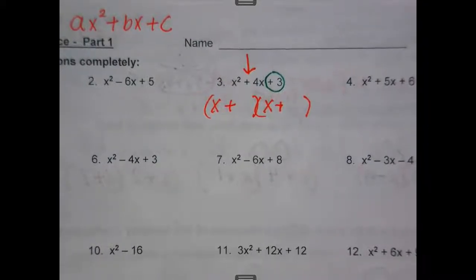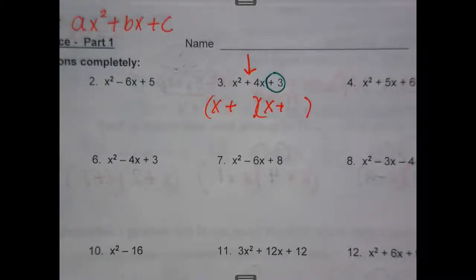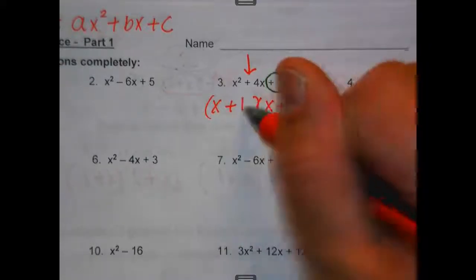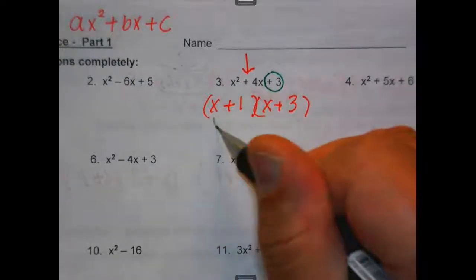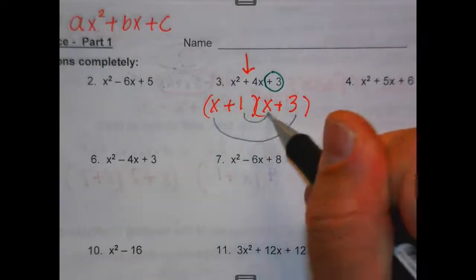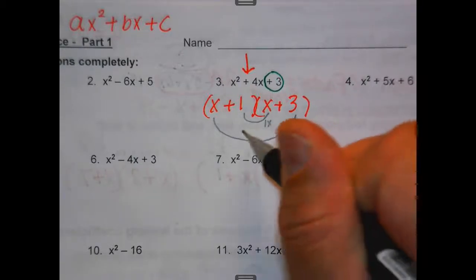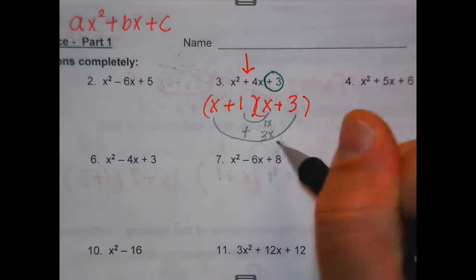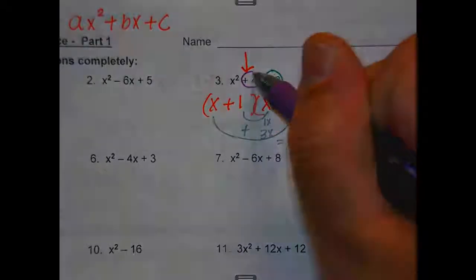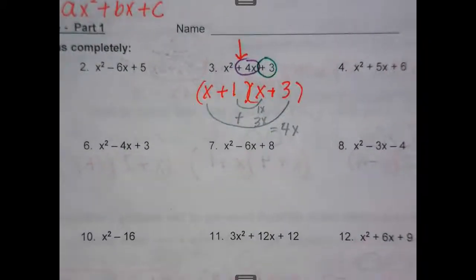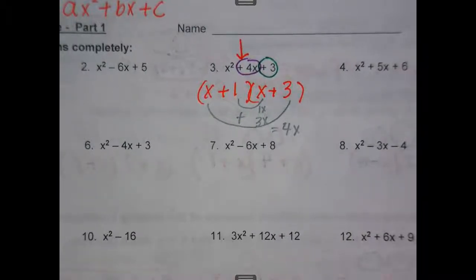Okay, there's another easy one. 2 numbers that multiply to 3. 1 and 3. Look at that. You can always check yourselves by multiplying the outside, multiplying the inside, and adding them together. Make sure that matches with our B term, which is 4x. You got that down, you can do any factoring problem.